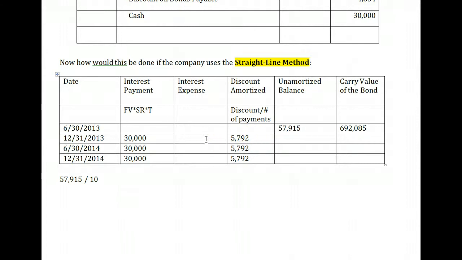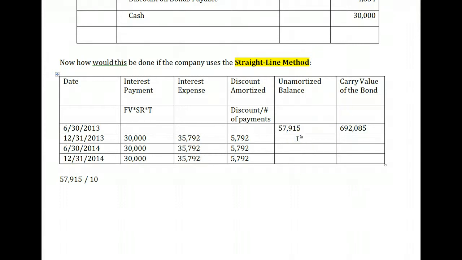Well, since this is a discount, we know that the interest expense must be greater than the cash payment, right? Discount means the expense would be more. So all we do is we take the interest payment and add the discount amortization. So it's going to be 35,792. This is only true if it's a discount. So keep in mind, if it's a discount, you take the interest payment plus the discount amortization. Only for a discount. Premiums we'll look at in the next lecture, lecture 4.